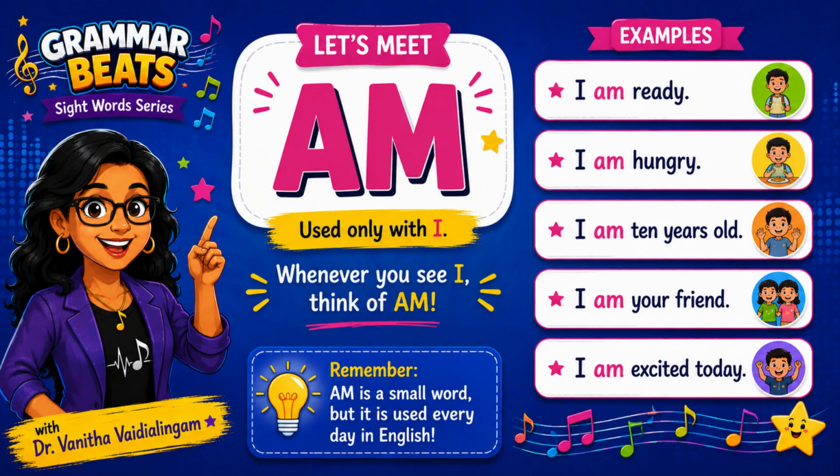As we said earlier, whenever I is used, the verb be takes the form of am. I am ready. I am hungry. I am 10 years old. I am your friend. I am excited today.